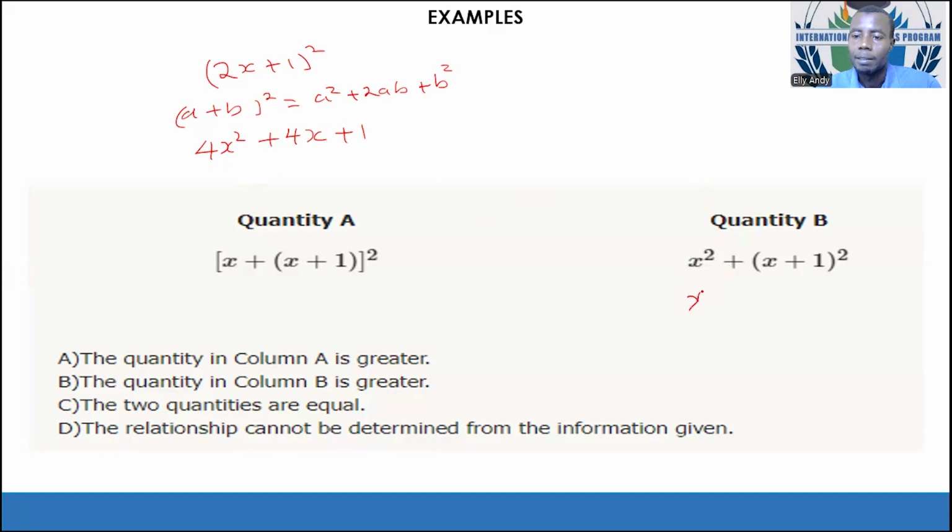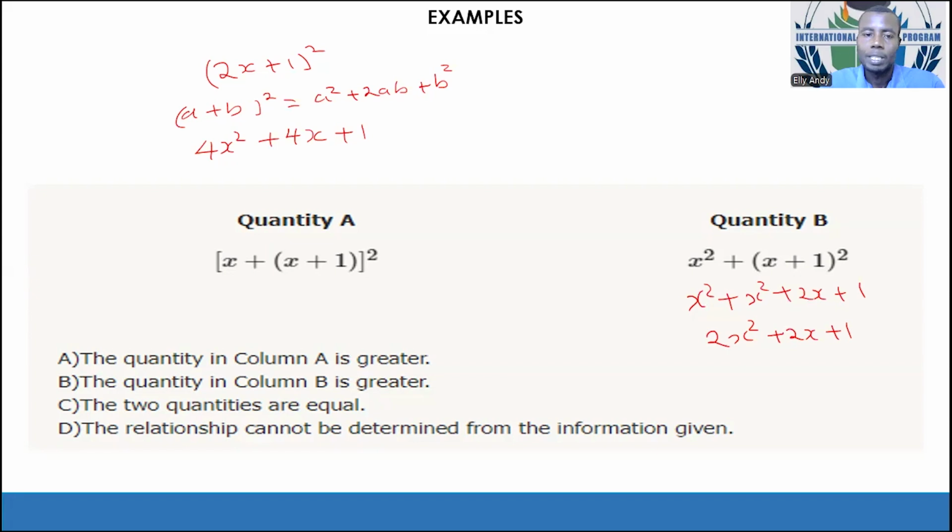Then let's look at quantity B, which you can expand using the same identity. We'll have x squared plus x squared plus 2x plus 1, which can be 2x squared plus 2x plus 1. Now, once you have this, we can do our matching operations.